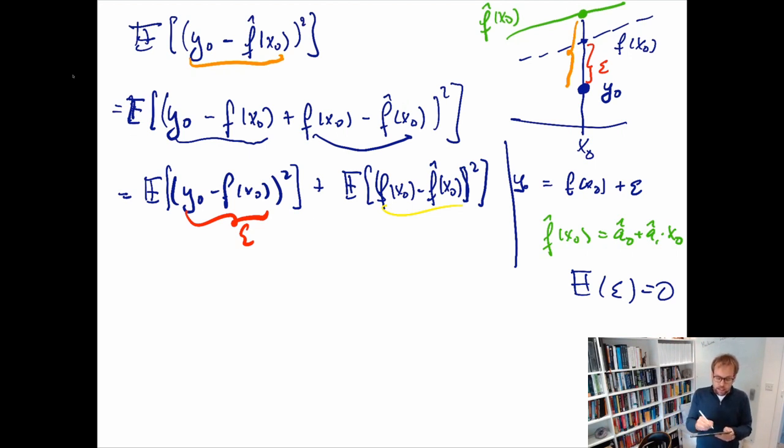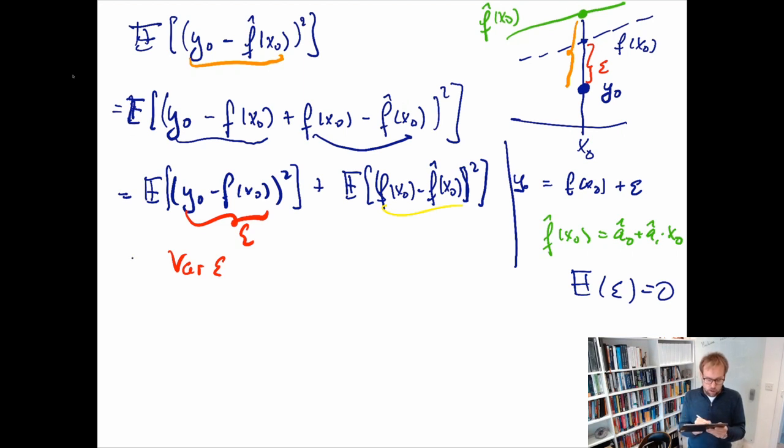And now we have already seen the first term here is just the expectation value of epsilon squared. But this is just the variance. So the first term will just give us the variance of epsilon.